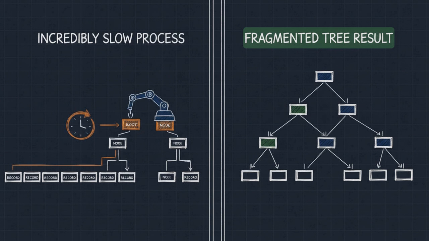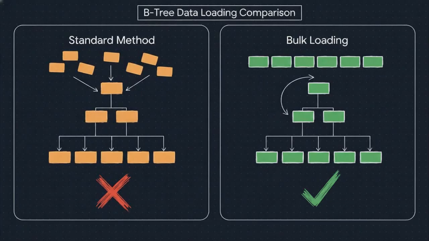It's not just that it's painfully slow. The B-tree you end up with will be an absolute disaster, just a mass of half-full pages and tons of fragmentation. It's basically the worst-case scenario we saw with all those page splits, but on a massive scale. And I mean, the difference here is just night and day.